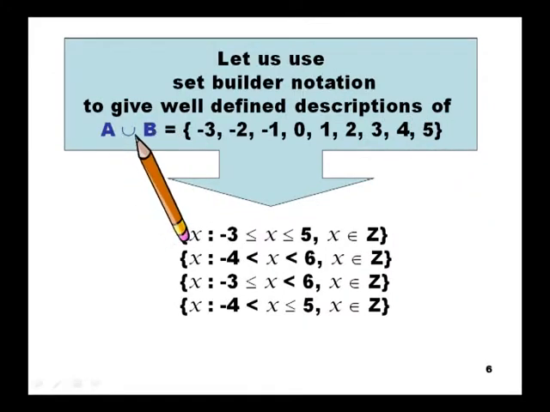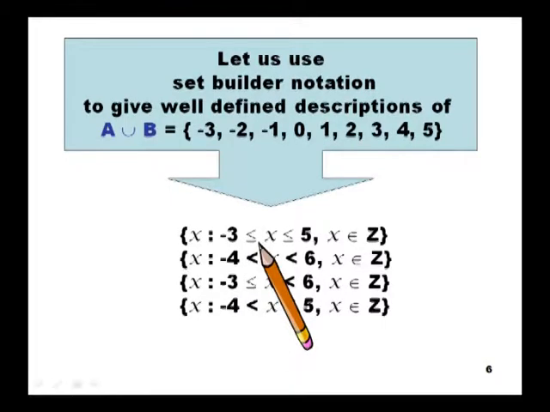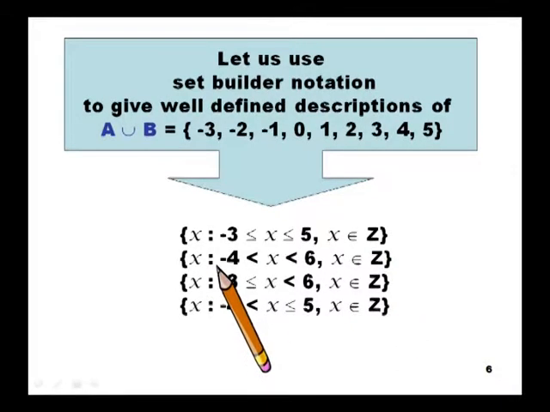Let us use set builder notation to give well-defined descriptions of A union B, which is equal to -3, -2, -1, 0, 1, 2, 3, 4, 5. x such that x is greater than or equal to -3, less than or equal to 5, x is an element or member of the set of integers. x such that x is greater than -4, less than 6, x is an element of the set of integers. x such that x is greater than or equal to -3, less than 6, x is an element of the set of integers. x such that x is greater than -4, less than or equal to 5, x is an element or member of the set of integers.